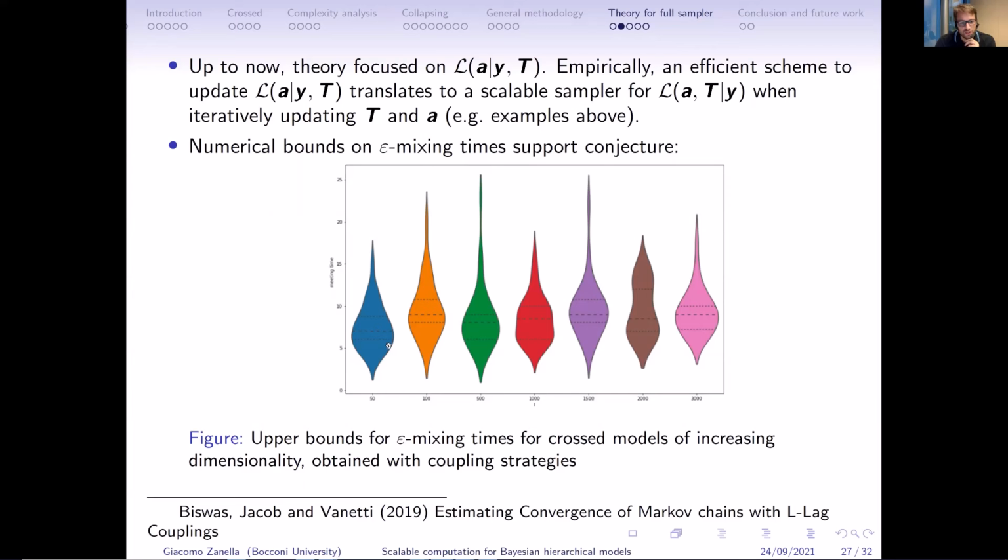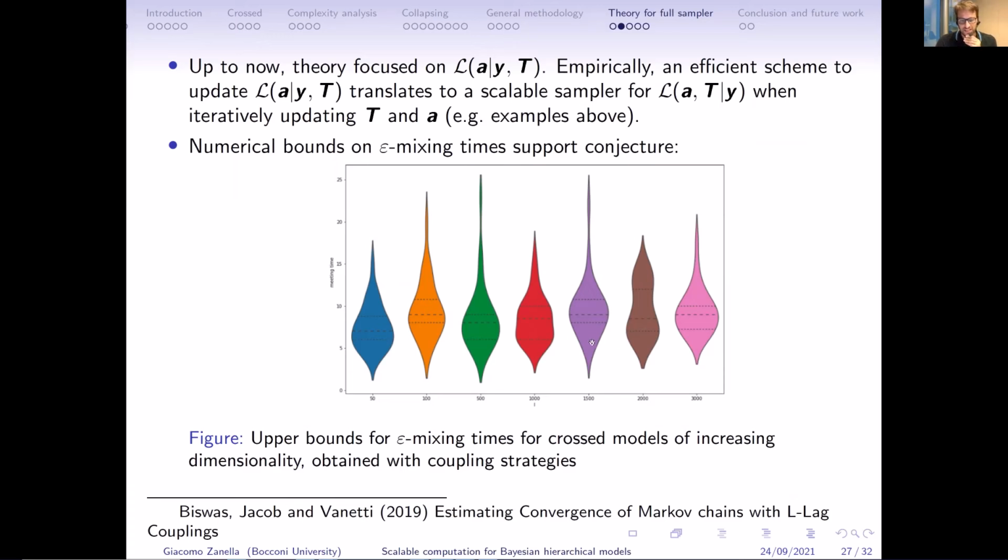What these violin plots show are basically bounds. The expectation of this violin plot will give you a bound to the epsilon mixing time. I think here epsilon is 0.01. So this is the number of iterations you need to get to 0.01 distance in total variation for the whole high dimensional joint distribution of A and T. It's quite impressive that after, say, between 5 and 10 iterations, the sampler manages to converge, and this seems to be stable with respect to dimensionality.